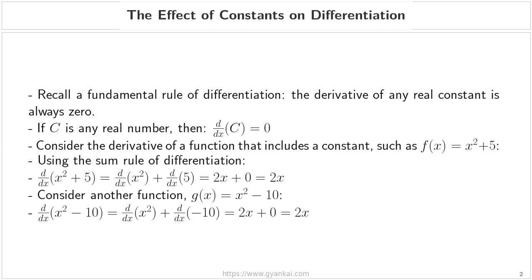Consider g of x, which is equal to x squared minus 10. Again, we have x squared, but this time we're adding a different constant. Let's differentiate g of x using the same sum rule as before.